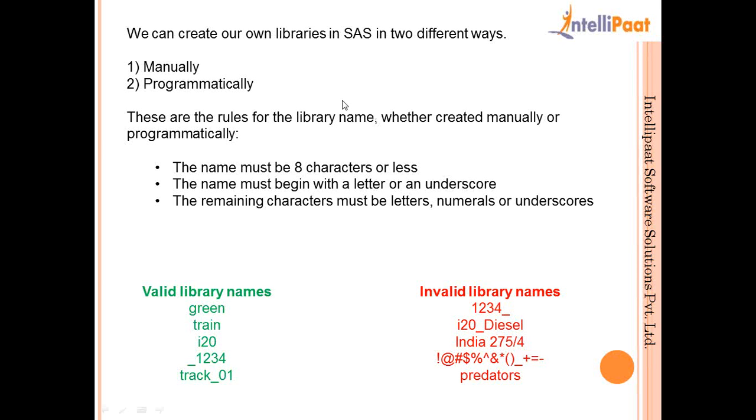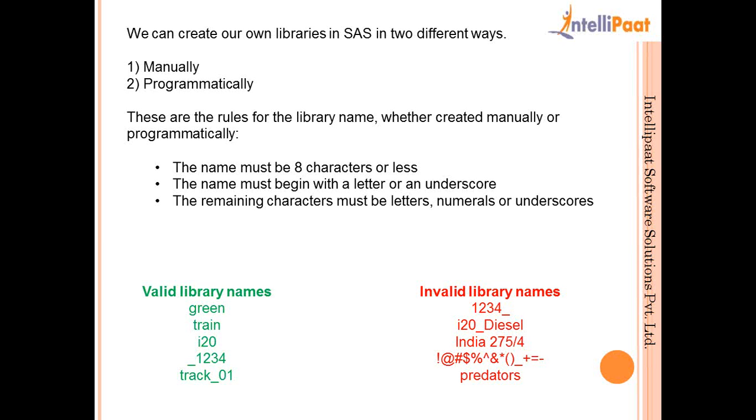Before we create one, we can create a library in two ways. One is programmatically, another is manually. But there are some rules you need to keep in mind while creating a library. The name of a library cannot be more than 8 characters. It should not begin with a number. It must begin with a letter or an underscore, but it cannot begin with a number.